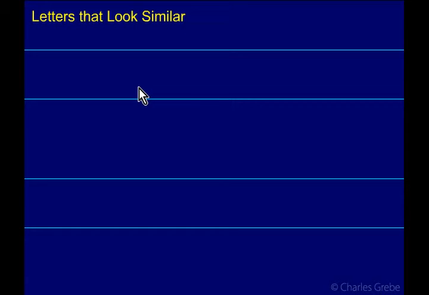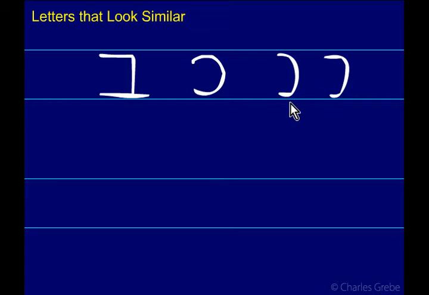Letters that look similar. There are a few letters in the Hebrew alphabet that look similar but are different and need to be carefully distinguished. One pair is the Beit and the Kaf. Now, the way I've written them here, they look quite different, but if you write them fast, some people write their Beit like this, and then their Kaf like this, and it looks very similar.